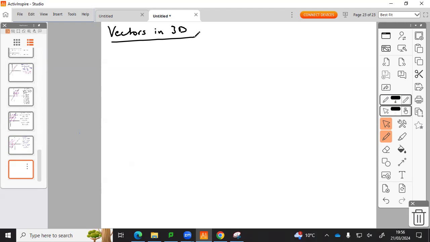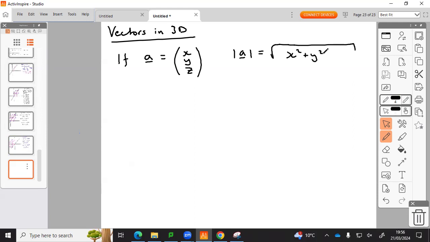All the rules are the same. So if a vector was described in component form, it would just be a vertical column, x, y, z, and the magnitude quite neatly, x squared plus y squared plus z squared. So literally nothing different.